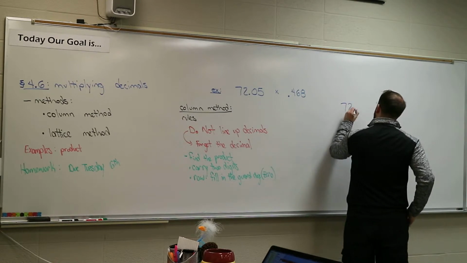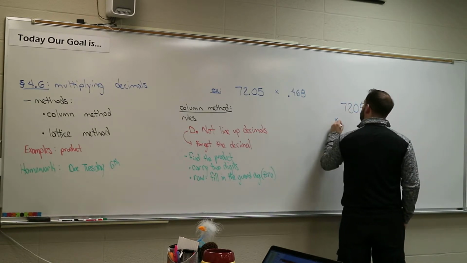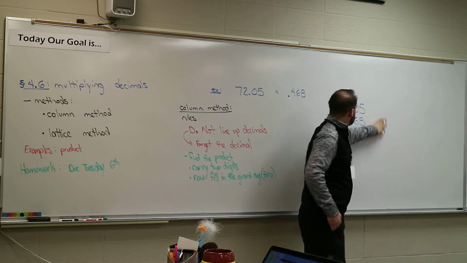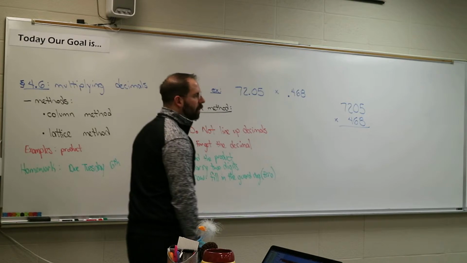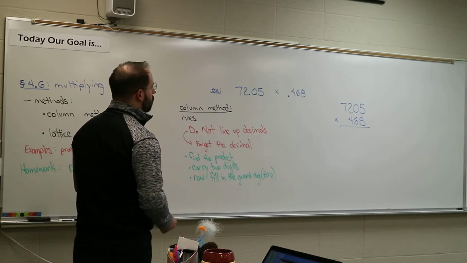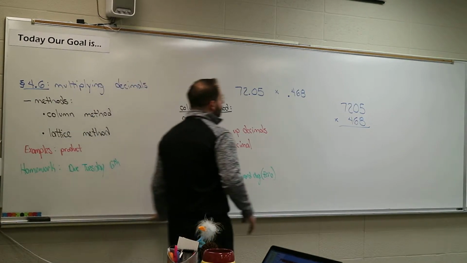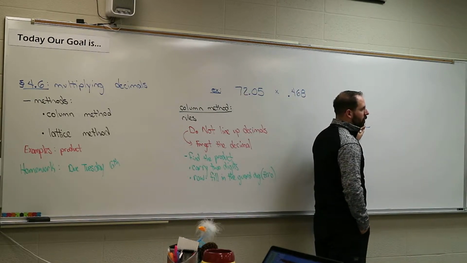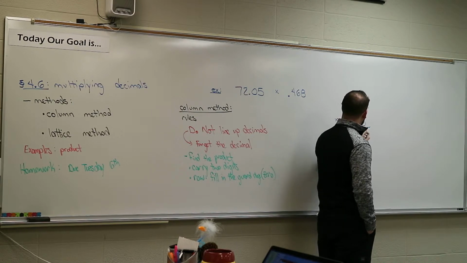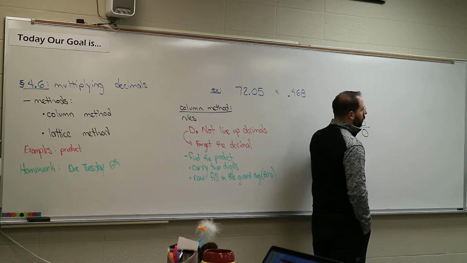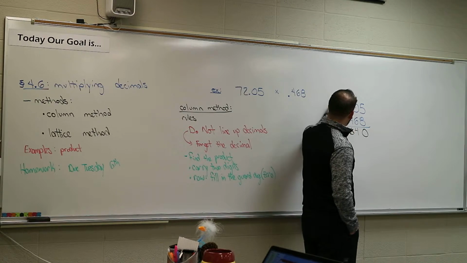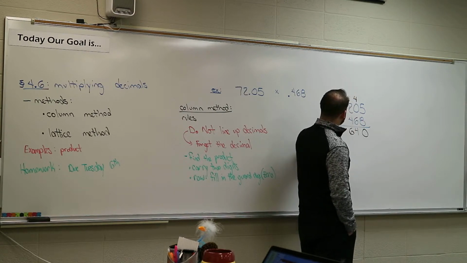So when we line these up, 72.05, we're going to multiply by 468. Notice when I wrote down my problem, no decimal. I ignore the decimal. So we multiply 5 times 8. 5 times 8 is 40. We carry the 4. 8 times 0 is 0, 0 plus 4 is 4. 8 times 2 is 16. Carry a 1. 8 times 7.